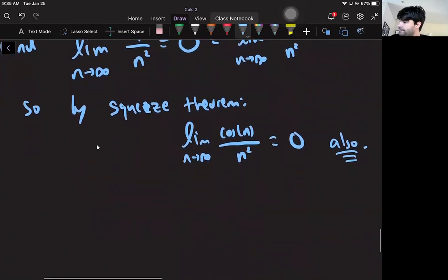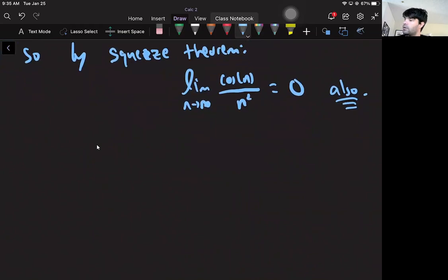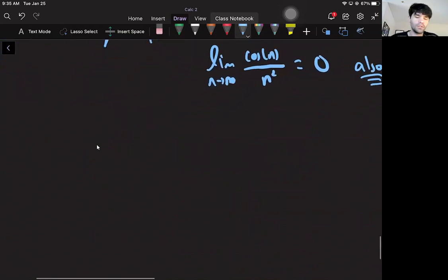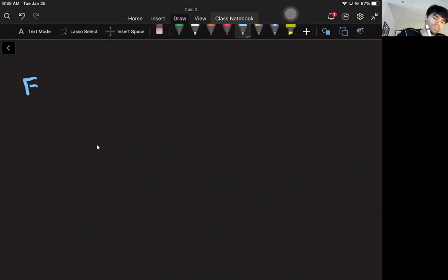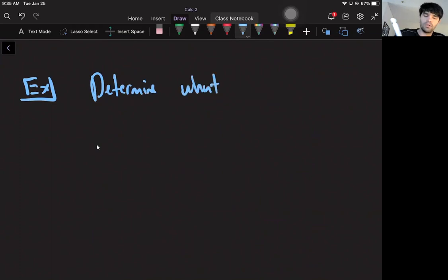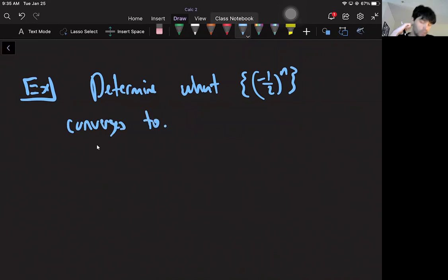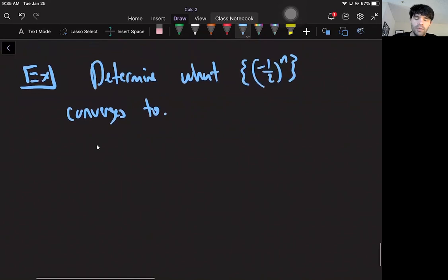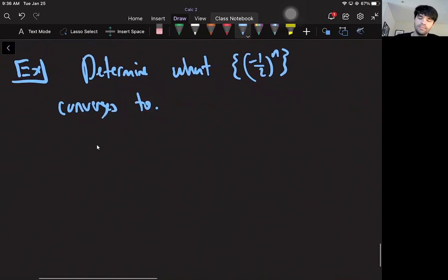Okay. So let's do another example that's a bit trickier. Let's determine what this converges to. So if you just sort of think about it, you can already imagine that it's going to go to 0, but it's hard to show it with stuff besides the squeeze theorem.